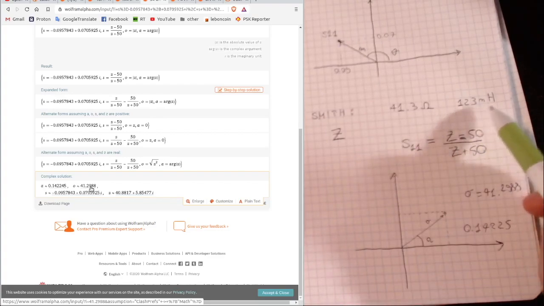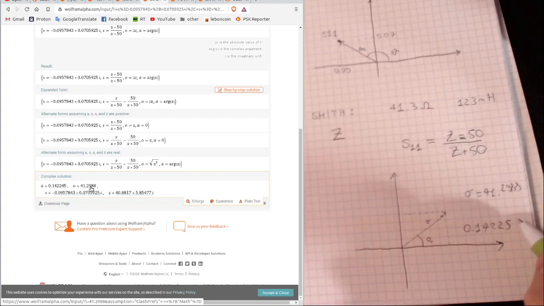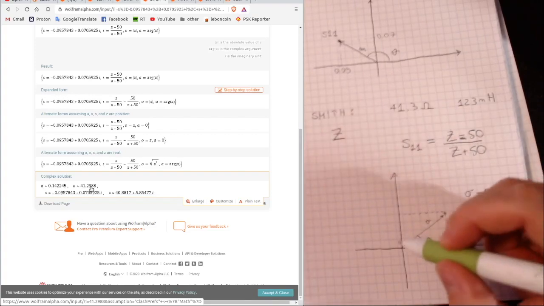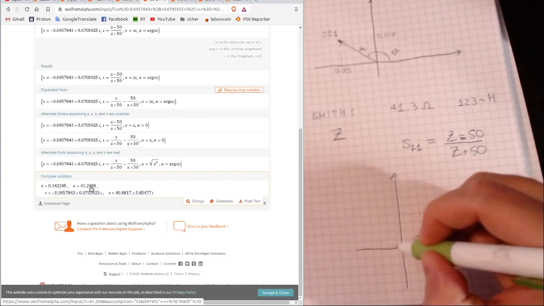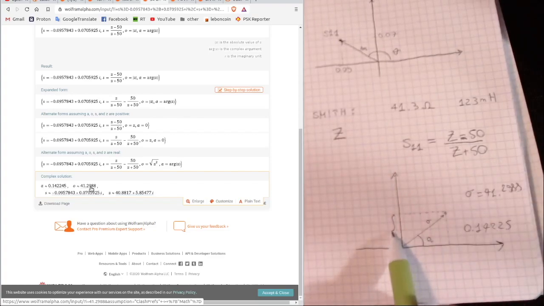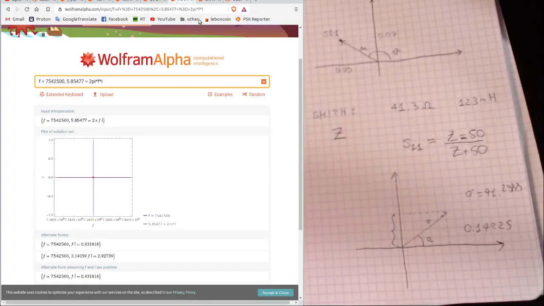But what about this value, the 123 nanohenry? How is it calculated? This value is calculated not on the basis of the angle, but on the basis of the vertical coordinate of this vector. Let me show you the next page here.